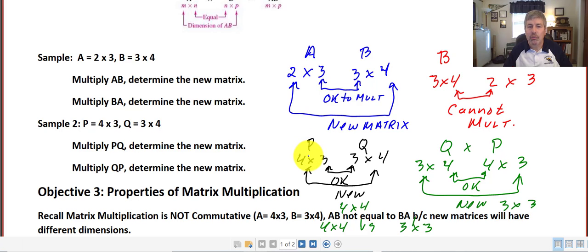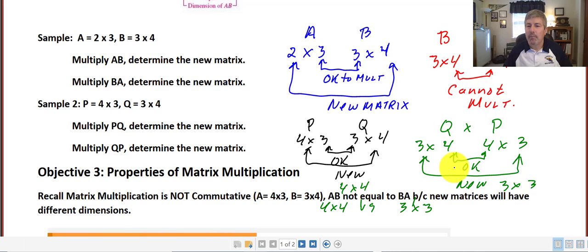Here we have P and Q. P is a 4 by 3 and Q is a 3 by 4, so that's okay to multiply, and our new matrix is a 4 by 4. But if we multiply Q by P, they're still okay to multiply, but our new matrix is a 3 by 3. So I said just a moment ago that these were commutative, but actually they're not. They are not commutative because when we flip P and Q to Q and P, our new matrix, while multipliable, does not equal the original matrix P times Q because it has different dimensions.